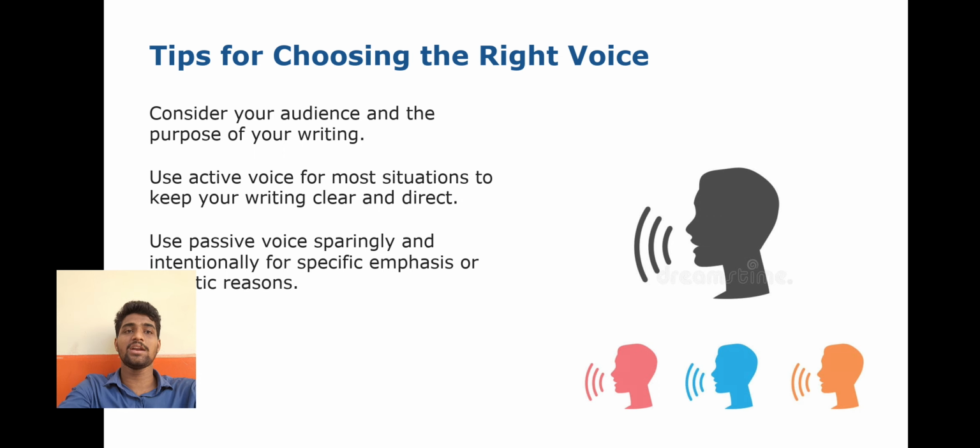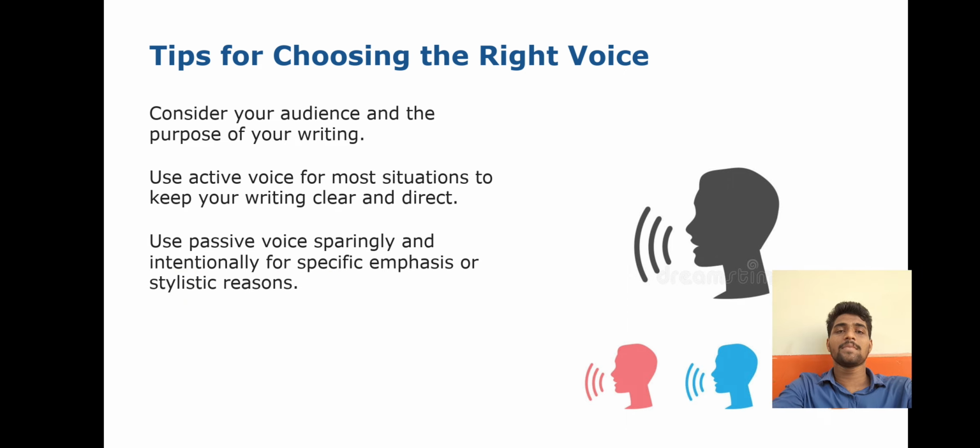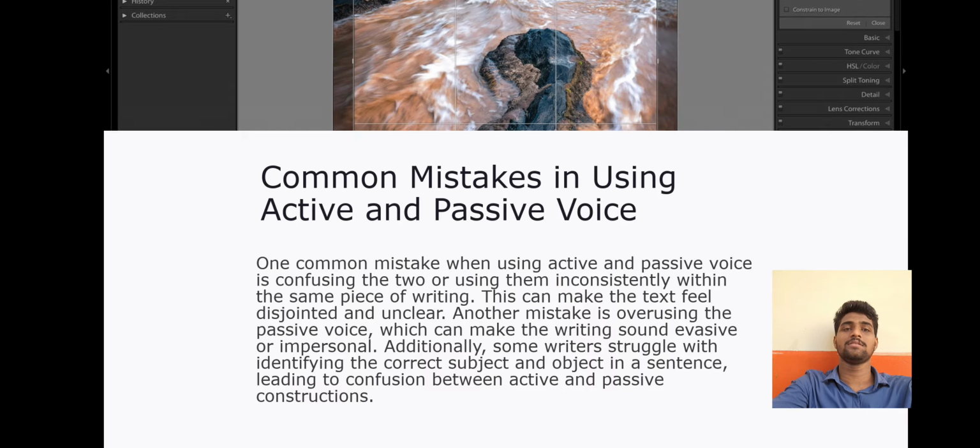Tips for choosing the right voice. Consider your audience and the purpose of your writing. Use active voice for most situations to keep your writing clear and direct. Use passive voice sparingly and intentionally for specific emphasis or stylistic reasons.